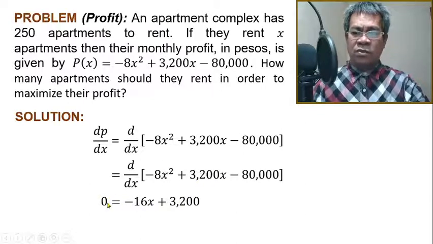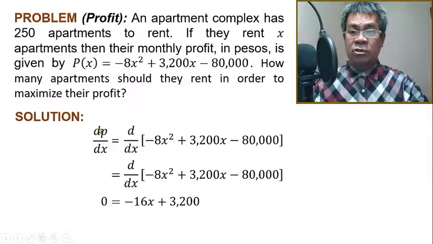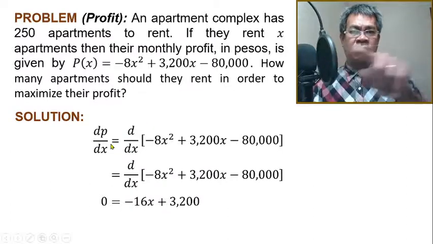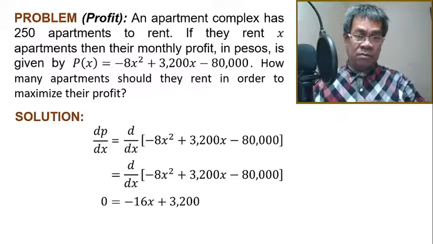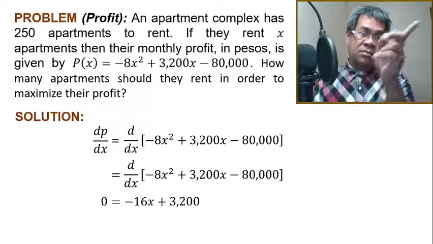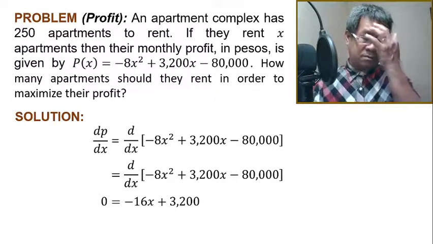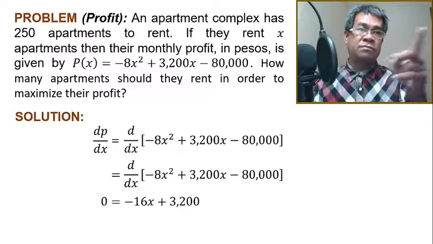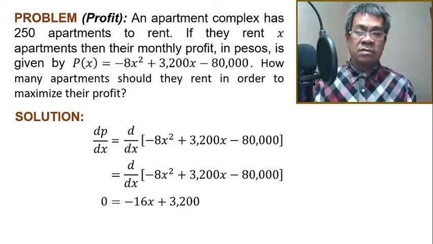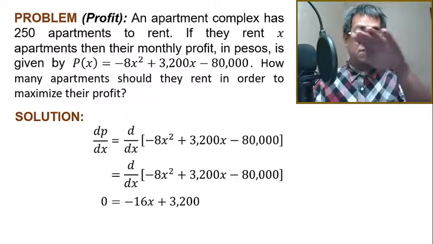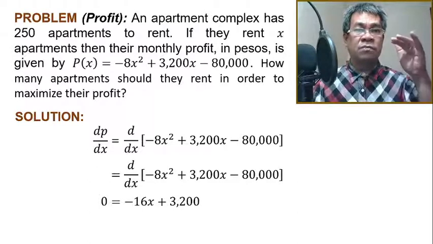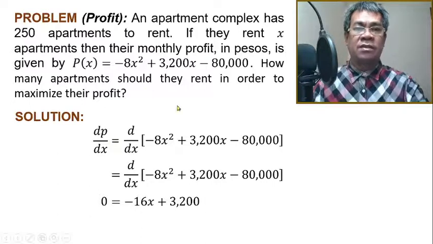Now, we need to equate this to 0. Take note, this is the slope of the tangent line, the slope of the profit function with respect to x. In order to obtain the maximum, the highest point, we have a slope at any point of the curve. When that point reaches the maximum point, the derivative of that function with respect to x must be zero, a horizontal tangent, in order to provide the maximum.